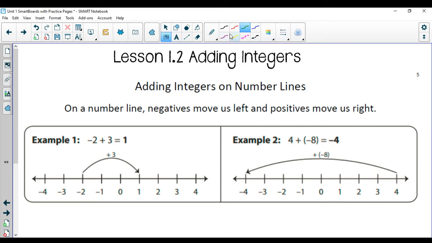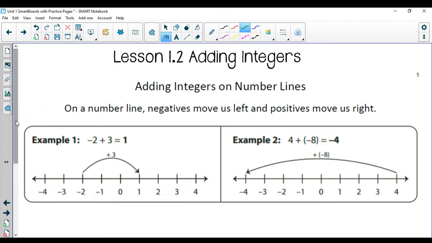All right, we are on lesson 1.2. This lesson is all about adding integers. We're going to talk about working with the number line today, and we're also going to talk about adding integers just using a rule that we're going to talk about. So our first thing that we're going to start off with is talking about integers on a number line.